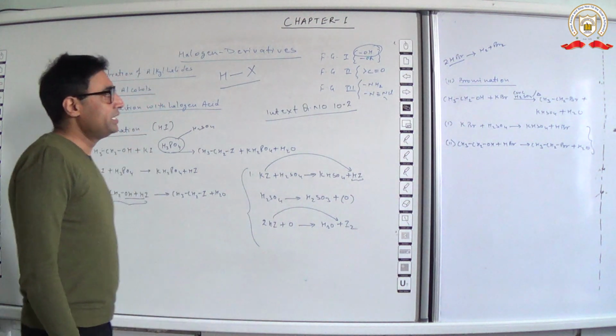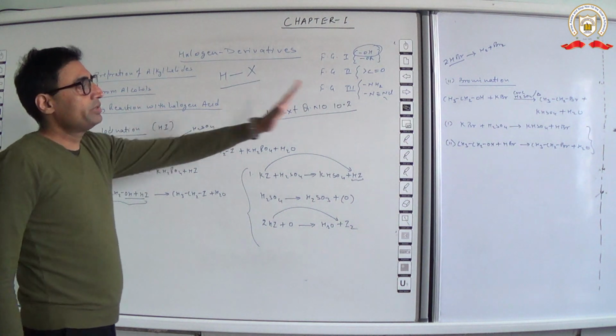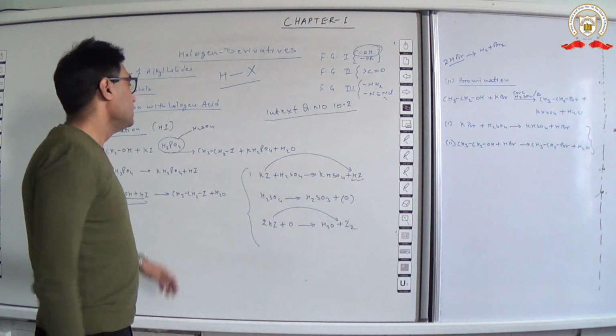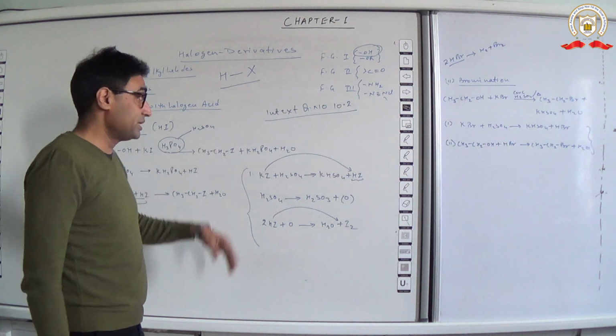So by now what we have done is chlorination, that is Lucas test. Bromination, KBr plus H2SO4. Iodination, KI plus H3PO4. And in-text question number 10.2.